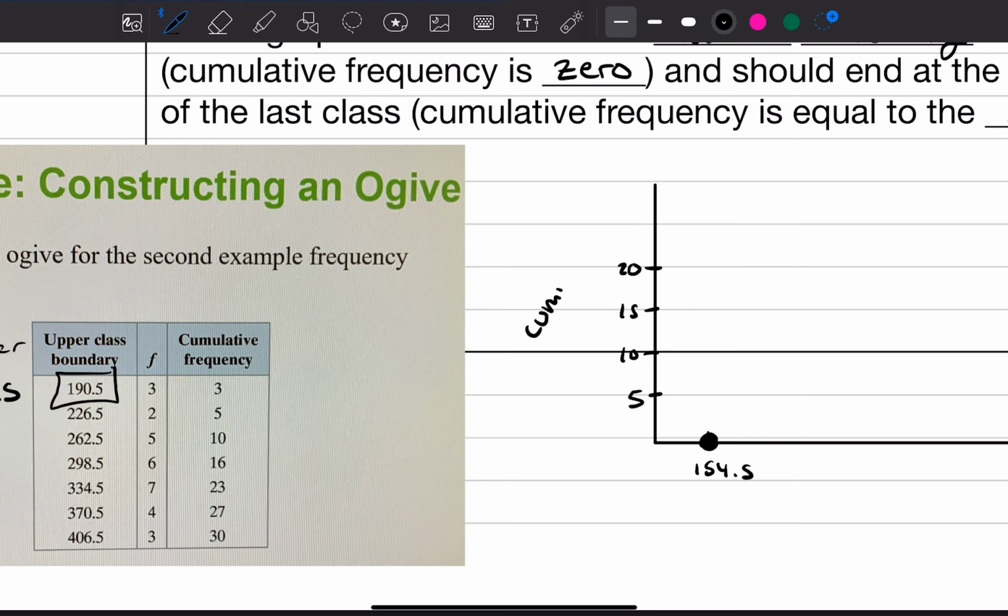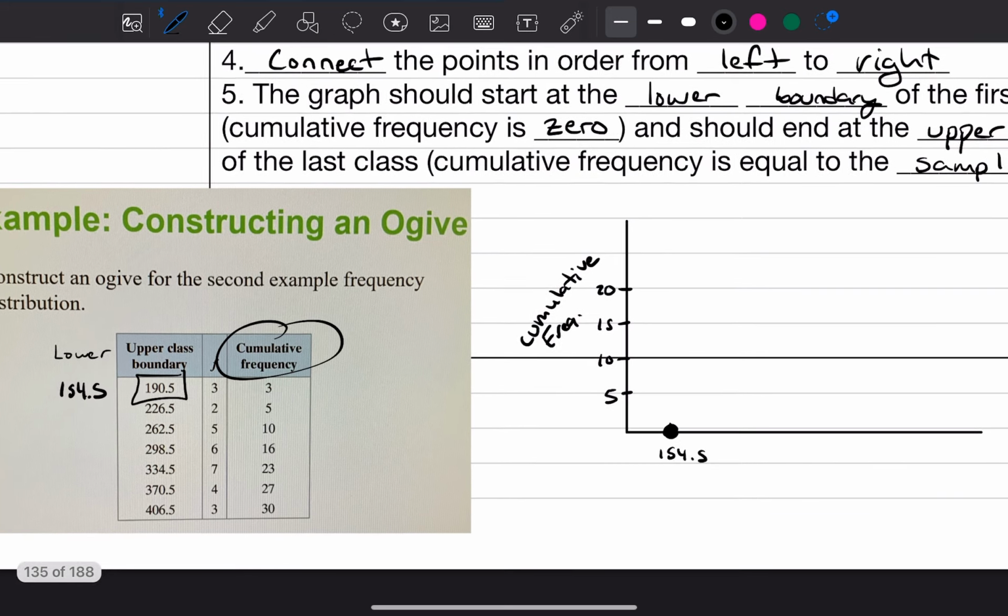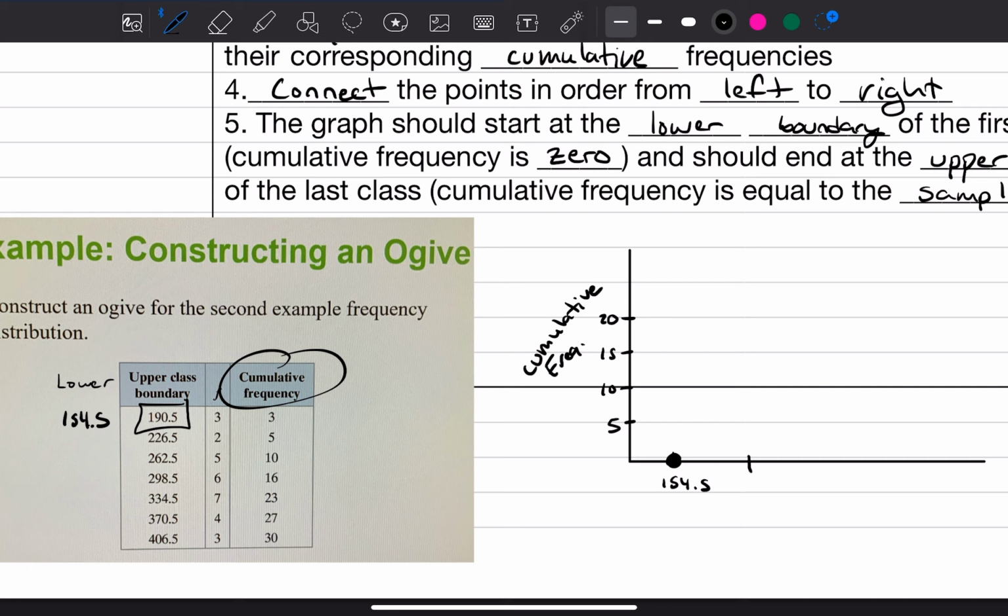Okay, off to the side here, we have cumulative frequencies. So this here. The next one, it will be 190 now. Next one will be 226.5. Next one will be 262.5. And now we just plot everything. So the cumulative frequency at the first one is 3. The cumulative frequency at the second one is 5. And then we go to 10. And connect them left to right.